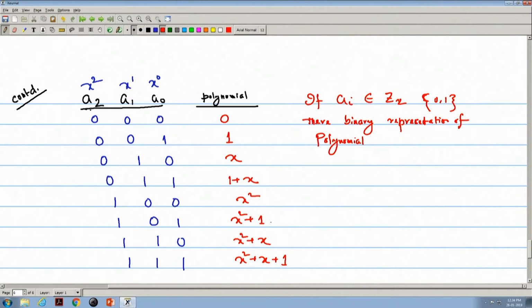Like here we take an example of x square plus 1. So, x square plus 1 we can write as 1 into x square plus 0 into x, because x term is not there, and 1. So, the binary representation is 1 0 1.